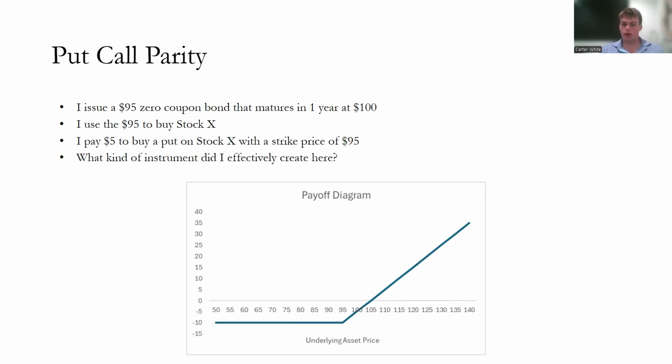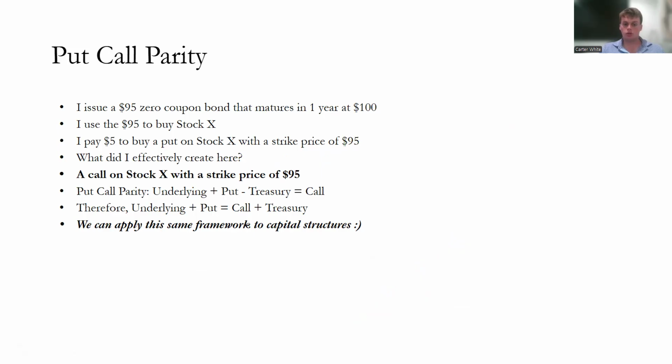You can see that this payoff really resembles that of a call option, and this is no coincidence. The underlying asset, the stock, plus a put minus a treasury, because you're borrowing money, equals a call option. This relationship will always hold true, assuming the same strike price, that being the price of the spot. You can see that the underlying plus the put equals a call plus a treasury.